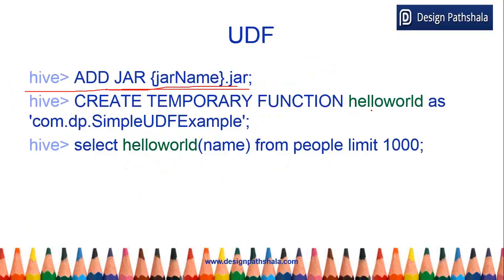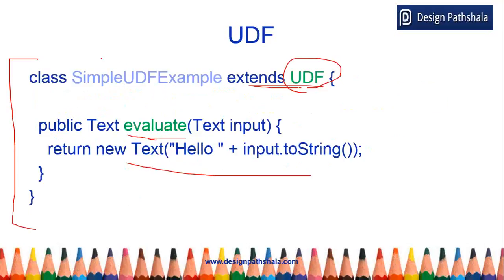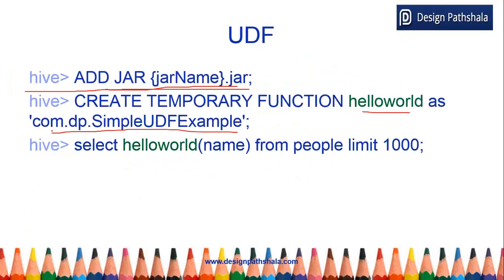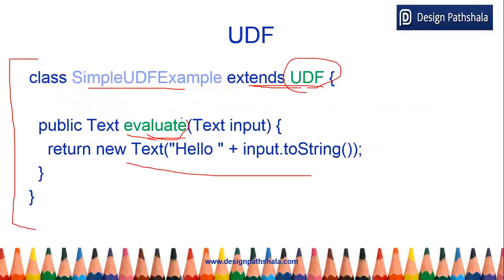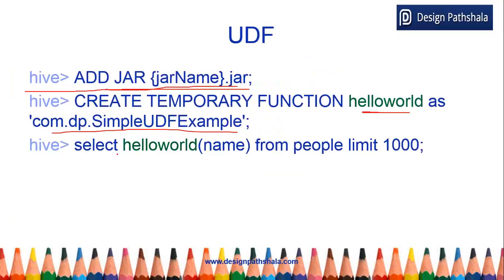Create a function. So I created a function named hello world as this class name. So this is a class name which I created over here. That is a simple UDF example. So I've given the class name over here, and this will always call the function called evaluate in this class. And now I can just say hello world and the data on which I want to do the processing, and this will trigger my user defined function.